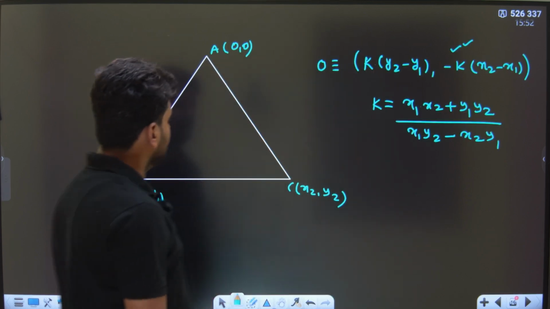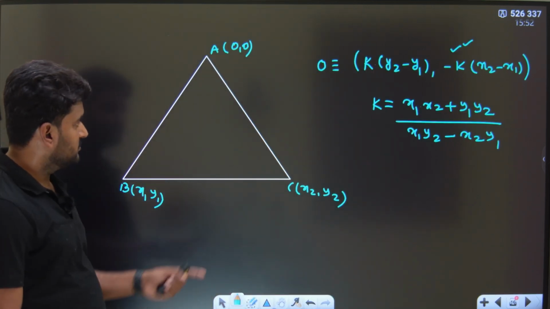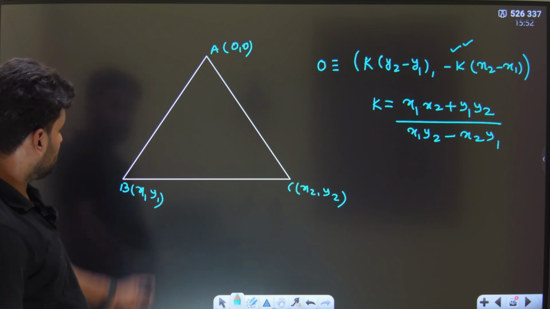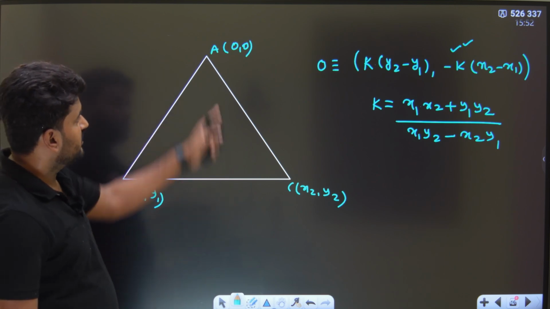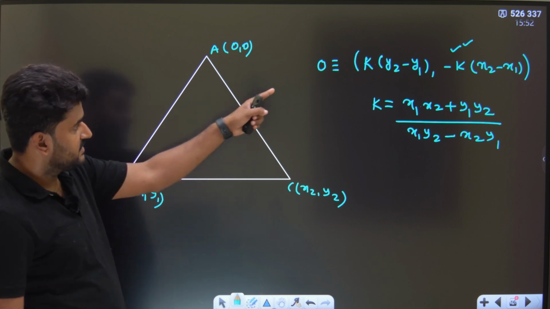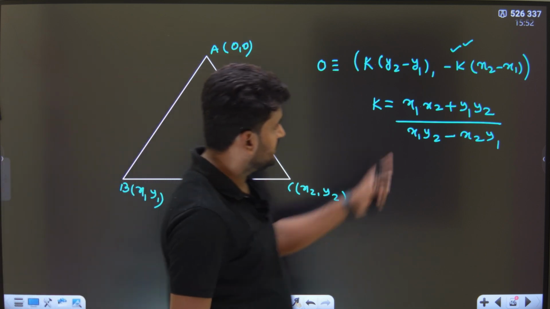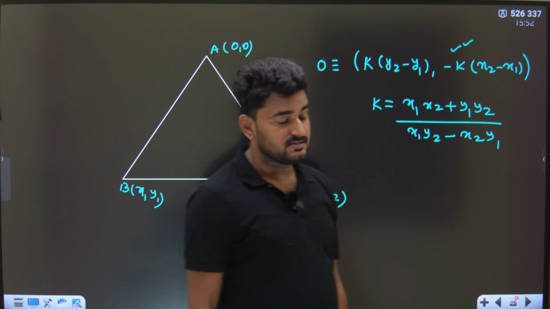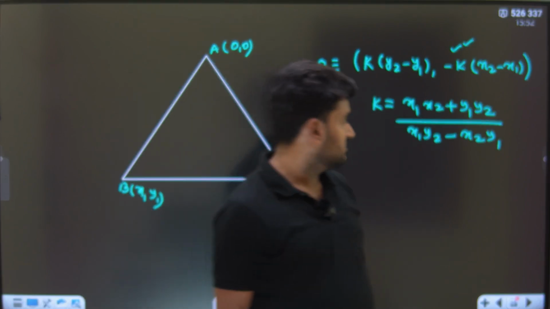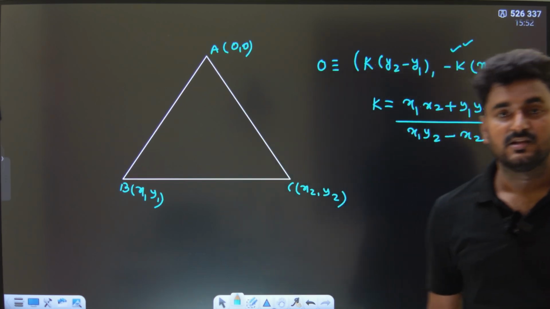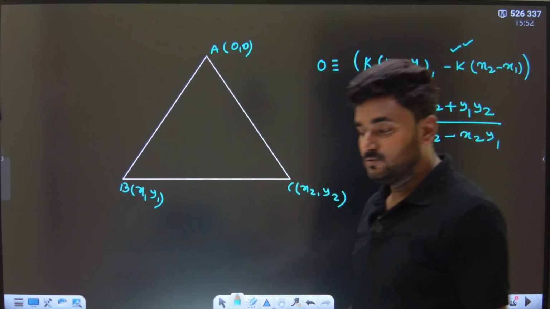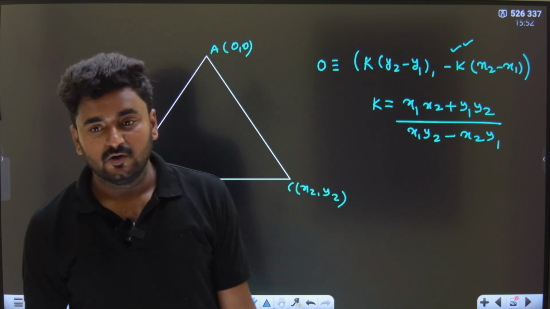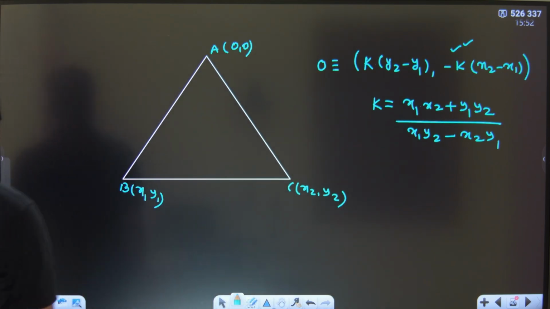And now here I told what? If suppose there is a triangle whose vertices are given, then the coordinates of the orthocenter will be k(y2 minus y1) and minus k(x2 minus x1), where k is (x1x2 plus y1y2) upon (x1y2 minus x2y1). So I hope you understood all these things. Okay, now let us continue to the next topic.